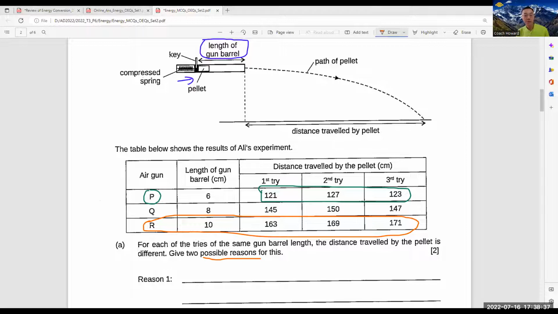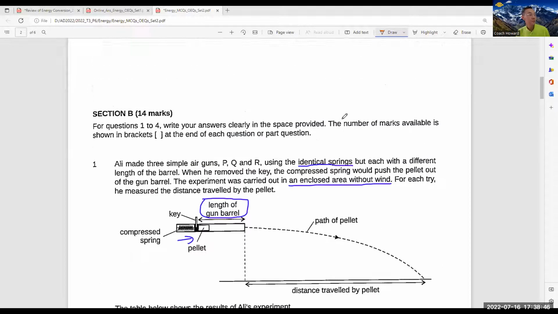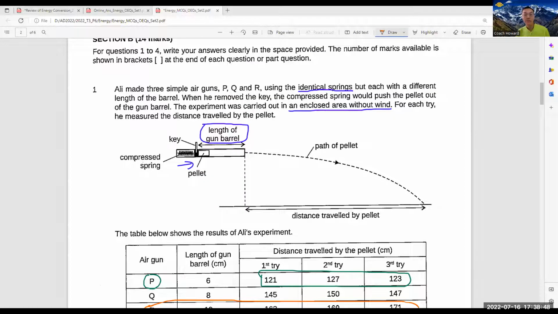So you can talk about the angle they fire, right? Maybe it's not parallel to the ground. Okay, so there's one possible reason. Or I can say that Ali shot the gun at different height, because if you raise slightly higher, it releases at a higher point, it will reach further distance. So there are these 2 possible reasons.